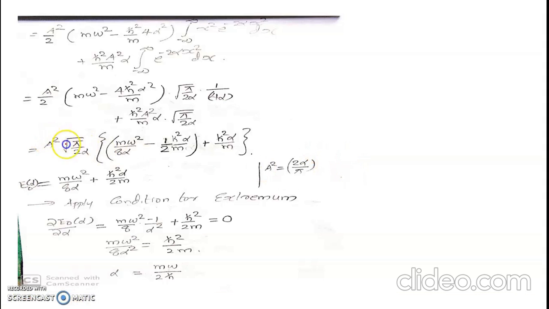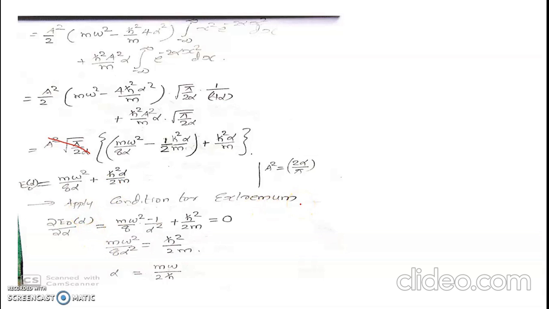So a square will be vanishing with this term root pi by 2 alpha. And we obtain the ground state energy of the harmonic oscillator in terms of alpha as m omega square by 8 alpha plus h bar square alpha divided by 2m. And this is the end of step number 2. Now we have to apply the third step, that is the application of the extremum condition.